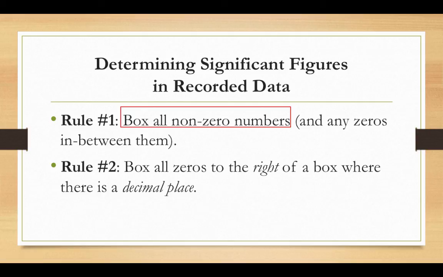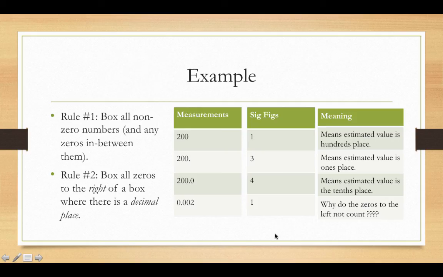There are two rules for determining significant figures with recorded data. Rule number one is that you box all non-zero numbers and any zeros that are in between them. And rule number two is that you box all zeros to the right of a box where there is a decimal place. Let's look at some application of those two rules as we practice this. So I have 4 different measurements, and each one has differing significant figures based on the application of these ideas.